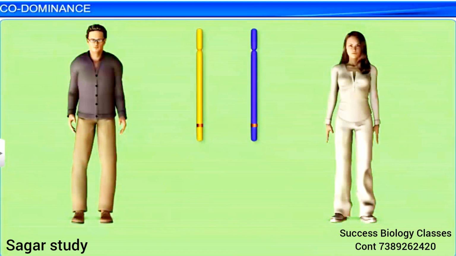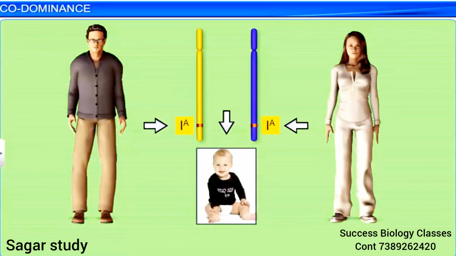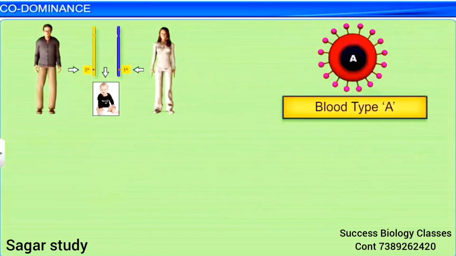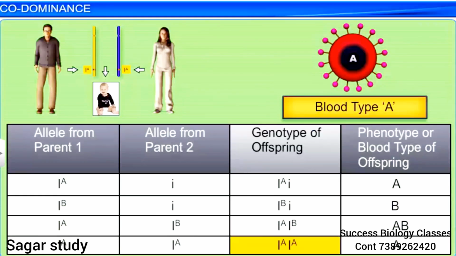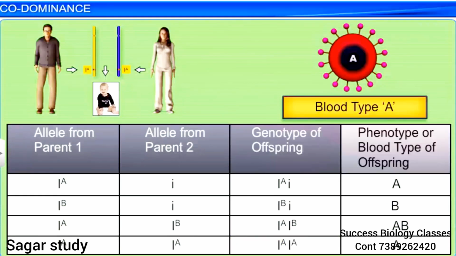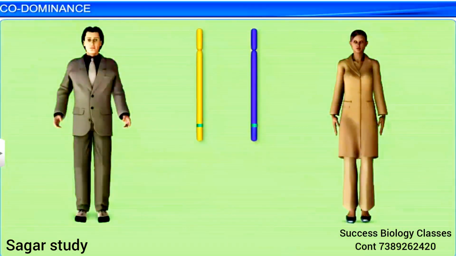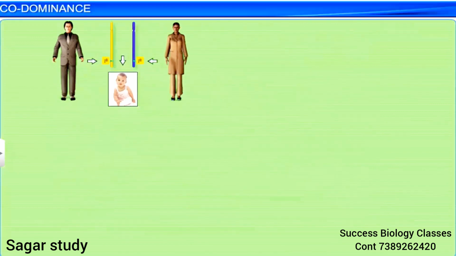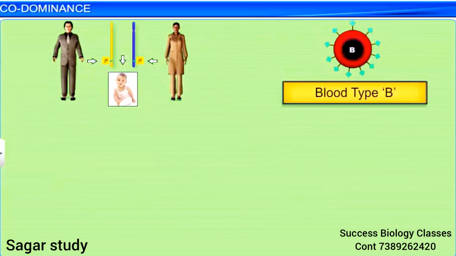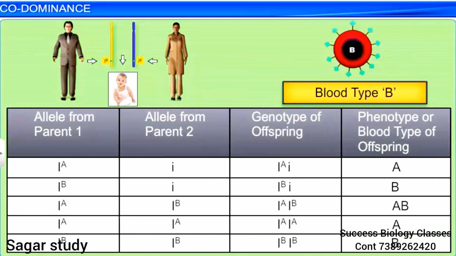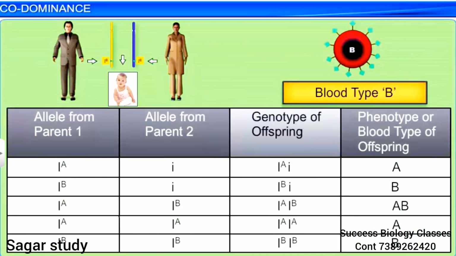Now, if the alleles from both parents are capital IA, once again the RBCs have only type A sugar in them, and therefore the offspring has a genotype capital IA, capital IA, and phenotype A. Likewise, if the alleles from both parents are capital IB, the RBCs have only type B sugar, and so the offspring has a genotype capital IB, capital IB, and phenotype B.